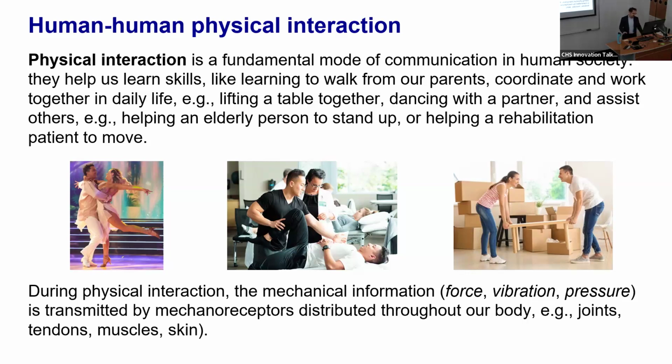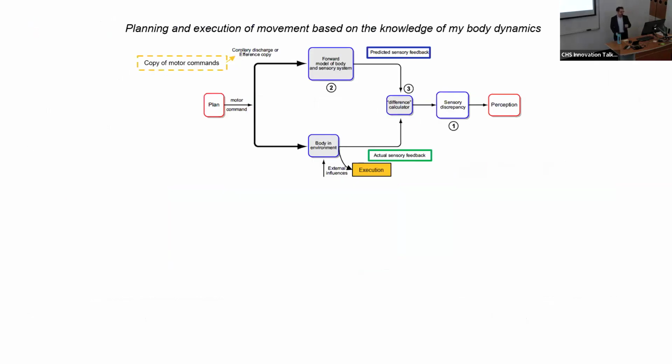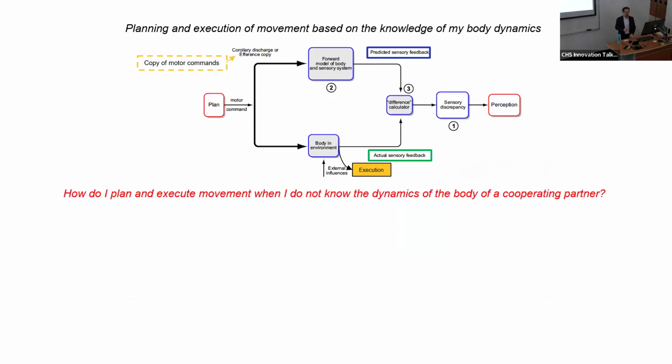Now, this is all great. And of course, during physical interaction, you can use a lot of sensory feedback to guide what you're going to do next. What's really cool is that what I told you before about when you control your own body makes tons of sense, right? You predict, you react, you learn, great. What do you do when you're going to plan and execute with somebody else in the loop?